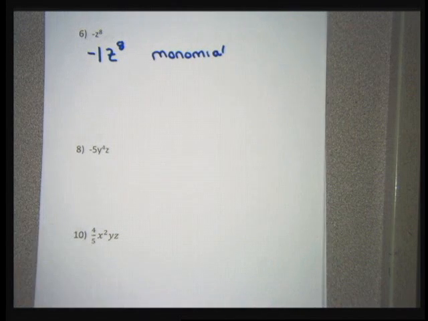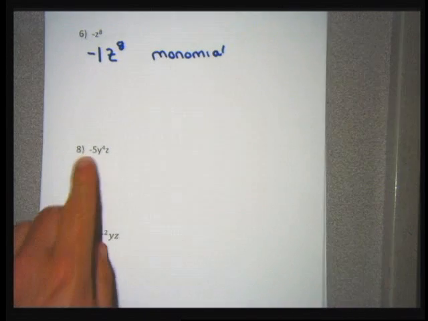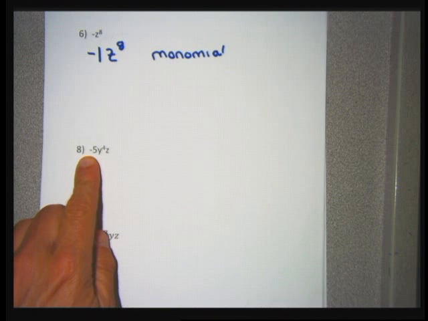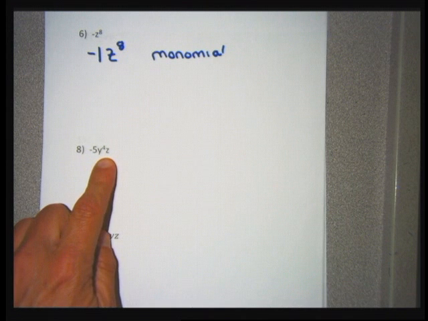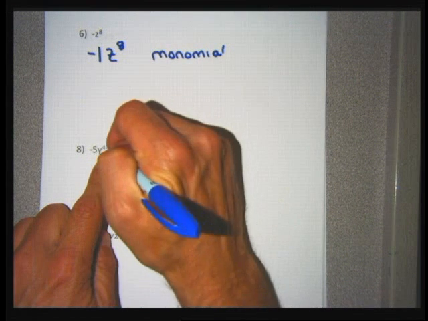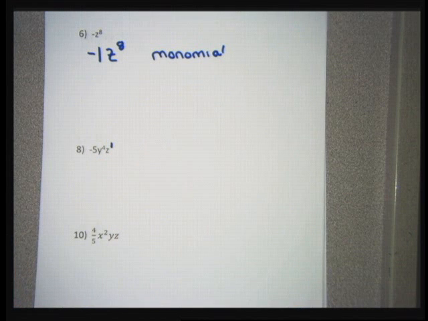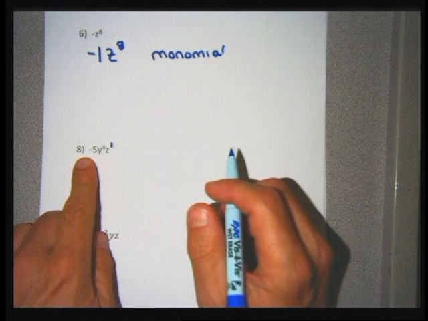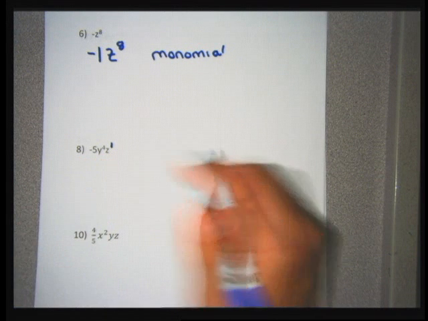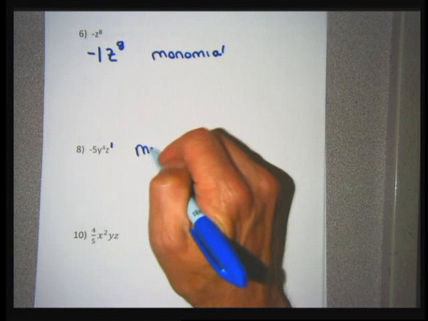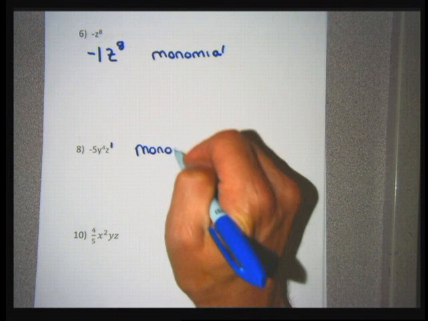So when I look at problem 8, the -5 is fine. That's a real number. I look at the letter y, it has an exponent of 4. That's an okay exponent for this to be a monomial. I look at the z, I don't see an exponent. When there's no exponent written, there's an implied exponent of 1. So this classifies as a monomial because it has a real number, and every letter, or variable, that it's multiplied by has an integer exponent, or a positive whole number exponent, should I say.